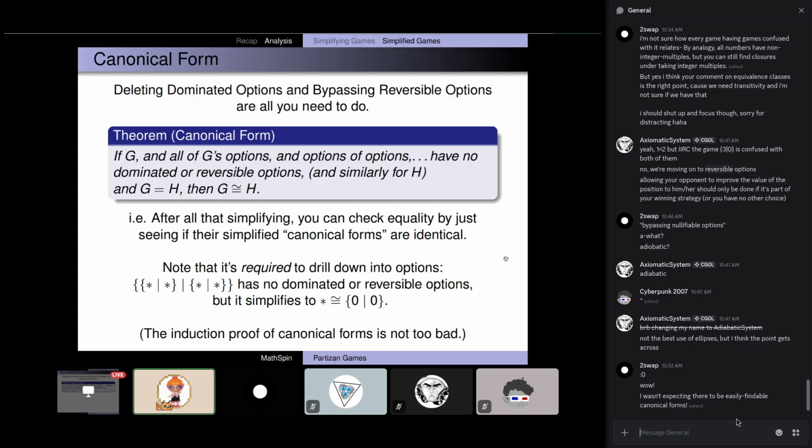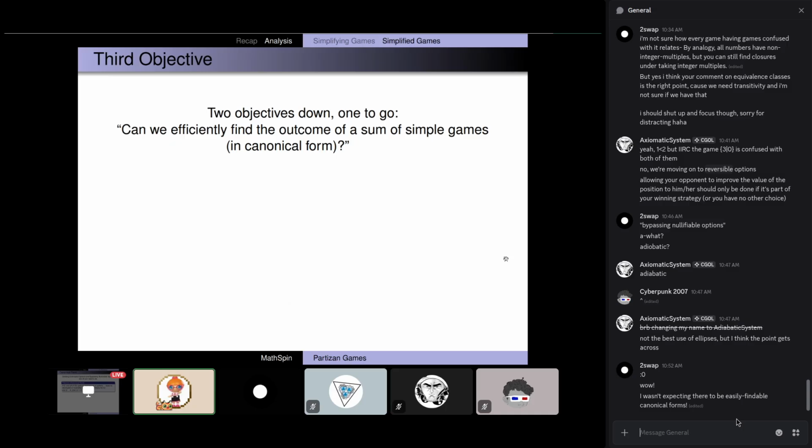So that's two objectives down. We have ways to simplify games, and we have most simplified forms. It turns out there's a canonical form. So now that we have a canonical form, we can rephrase the third question slightly. Can we efficiently find the outcome of a sum of, not all games, because all games could be really hairy and complex, but some pretty simple games that we already wrote in canonical form? Could we find the outcome pretty efficiently? That would be a good win for combinatorial game theory to have some theorem like this. So let's see what we can do.